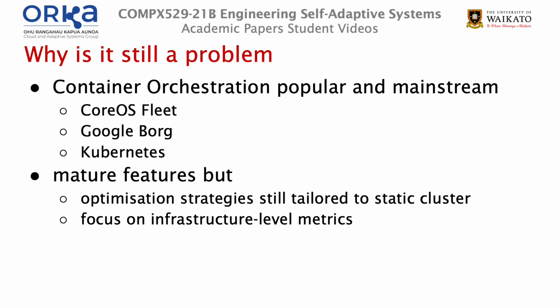Well, container orchestration is really led by CoreOS Fleet, Google Borg, and mainly now Kubernetes. They have mature features, but the optimization strategies, as I said, are still tailored to a homogeneous resource type situation, to the static cluster, and also the focus is on infrastructure level type metrics. So they're not really looking at the application response time, for example, as a real metric out of the box.